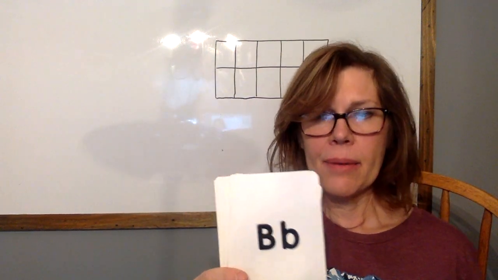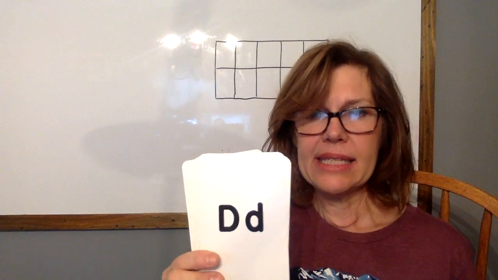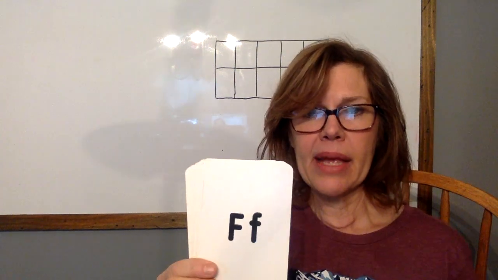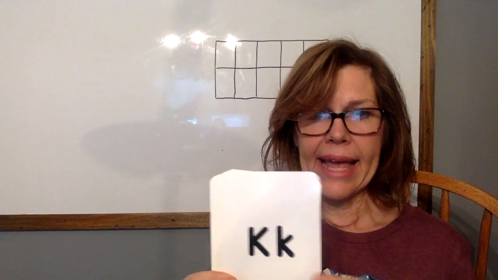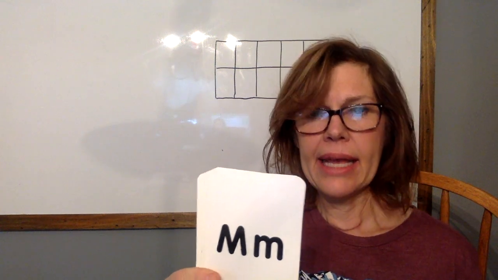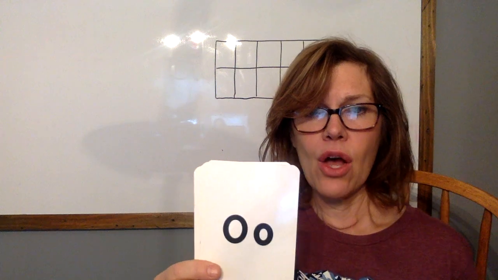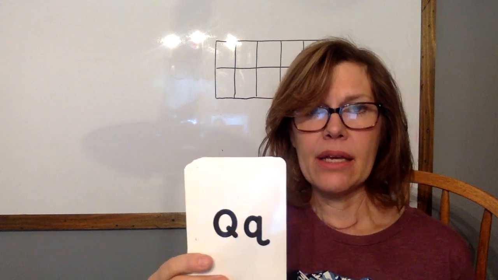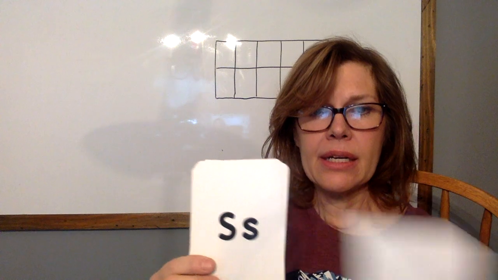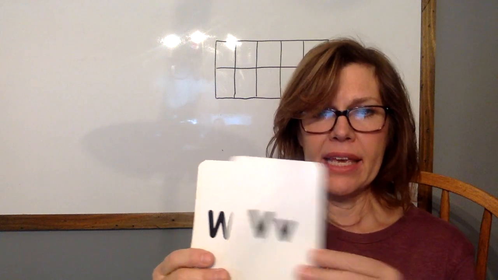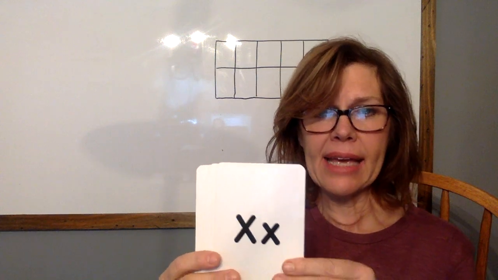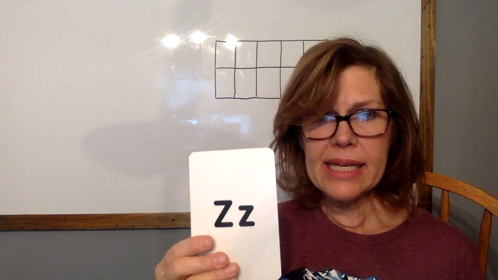Let's say our ABCs as I show you the cards. A, B, C, D, E, F, G, H, I, J, K, L, M, N, O, P, Q, R, S, T, U, V, W, X, Y, Z.